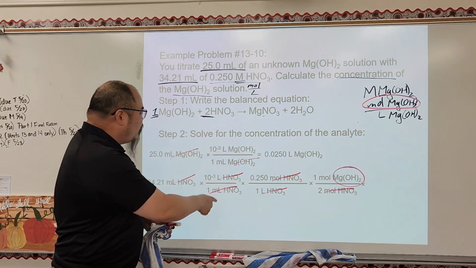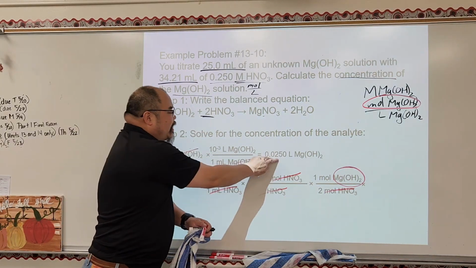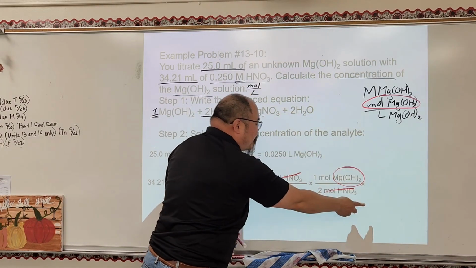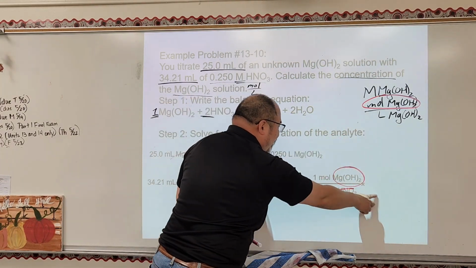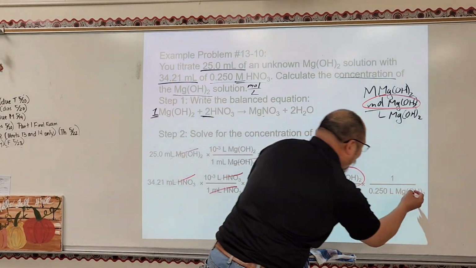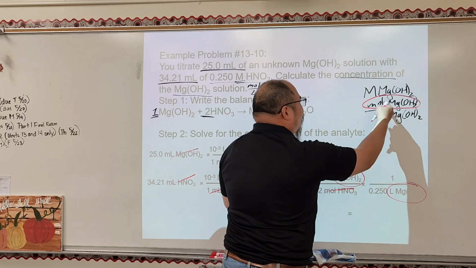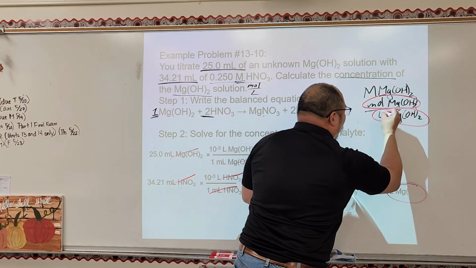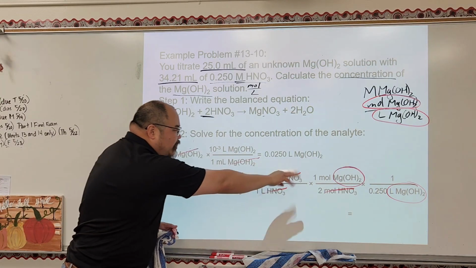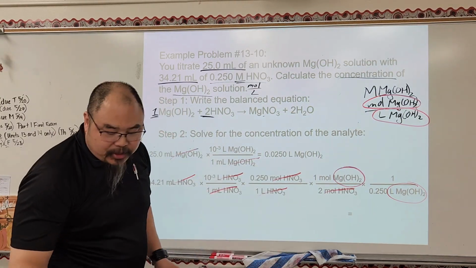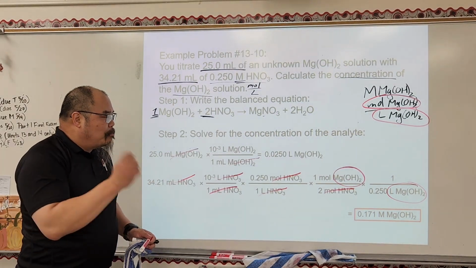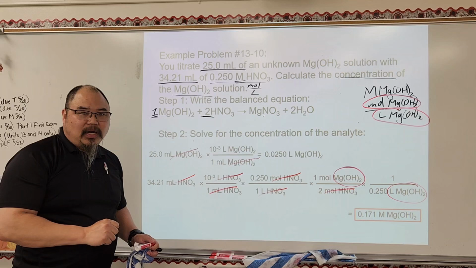Now we need liters. Oh, look. Remember how we calculated this earlier? Now we're going to put it on the bottom. Now again, the liters is on the bottom. Do not multiply it. You're going to divide it. You're going to put the liters of magnesium hydroxide on the bottom. Again, we want to keep the liters because we want moles of magnesium hydroxide over liters of magnesium hydroxide. At that point, everything is canceled out. We're good to go. Put it into your calculator, and hopefully you get an answer of 0.171 molar magnesium hydroxide.